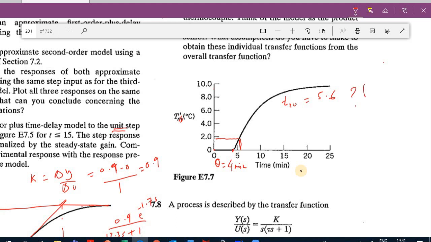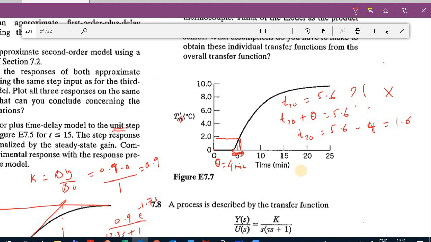Okay, here's the problem. This is not correct. That is not correct. Why? Because actually your T20 was not 5.6. Your T20 plus theta was 5.6. And your T20 was actually only 1.6. It was 1.6. Your T20 was that small amount only. It should not consider that time delay. So please don't confuse that.